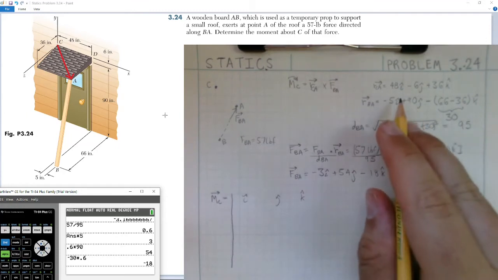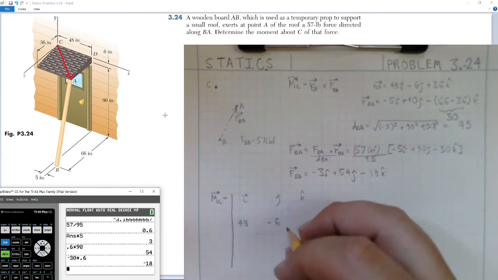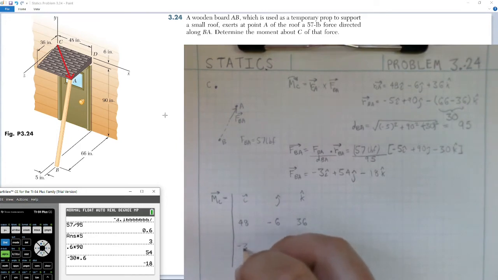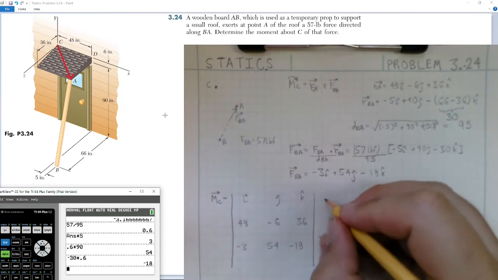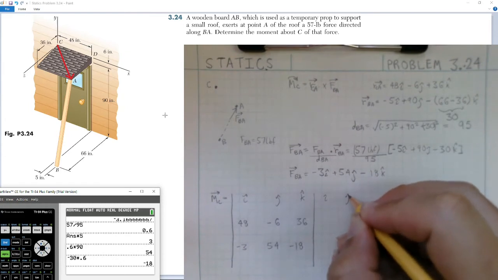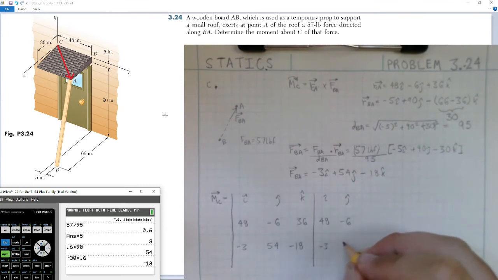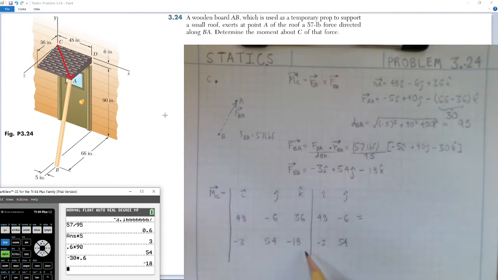For our position vector, we have 48, -6, and 36. For our force vector, we have -3, 54, and -18. Now we're going to rewrite the first two columns of this matrix, the i hat and j hat. We have 48, -6, -3, and 54. Now to solve this, I'm going to add diagonals I multiply together going down to the right, and subtract diagonals going up and to the right.